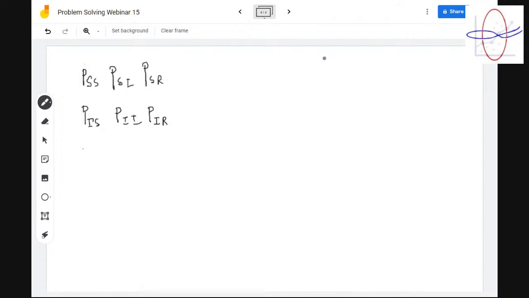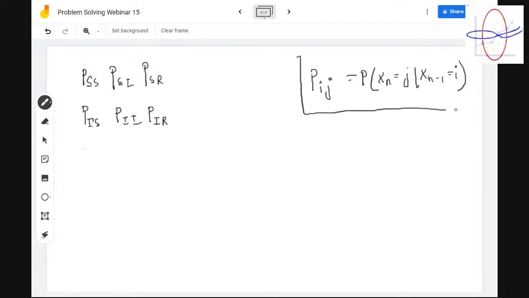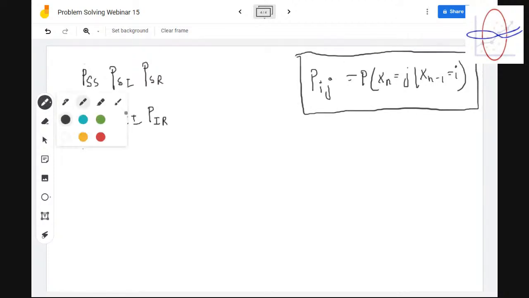What is the meaning of this? Probability i comma j means the probability that at the nth step it is j, given that at the (n minus 1)th step it is i. This is the basic definition. Why I am writing in terms of a matrix, I will share with you.